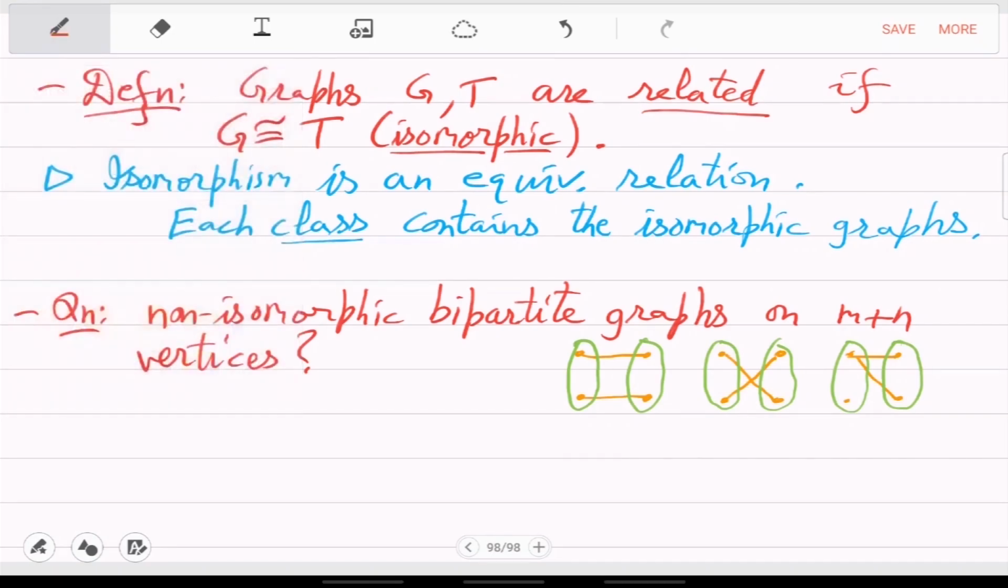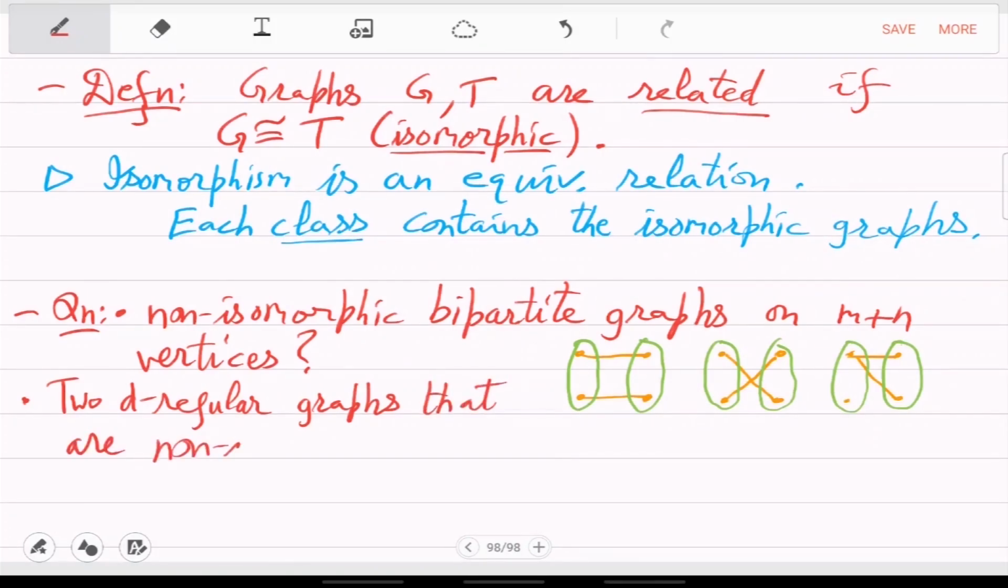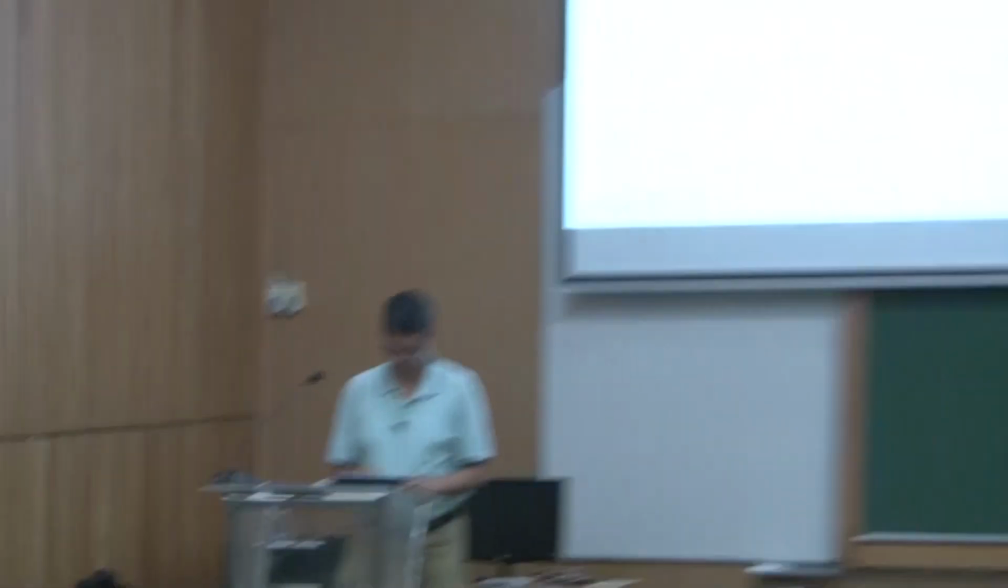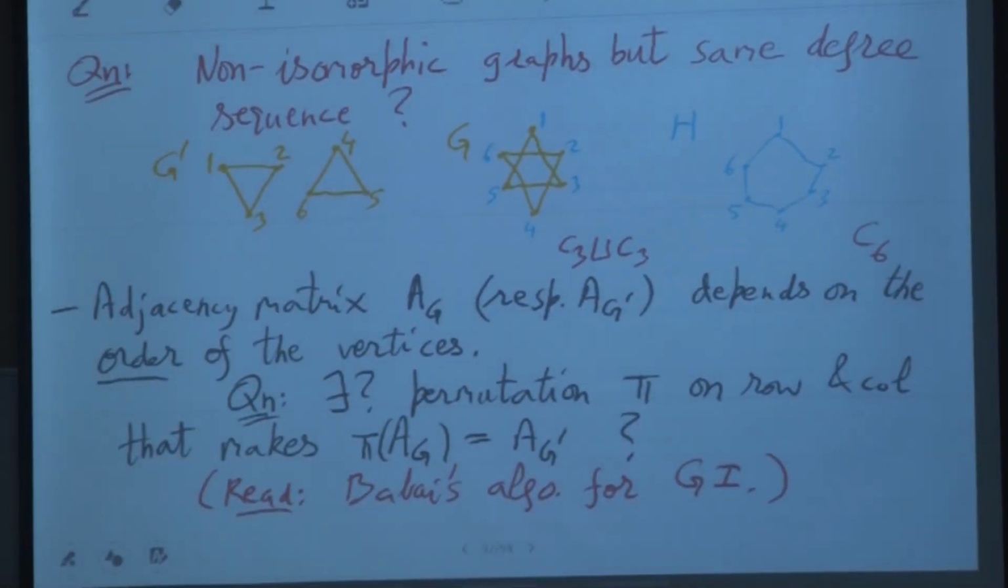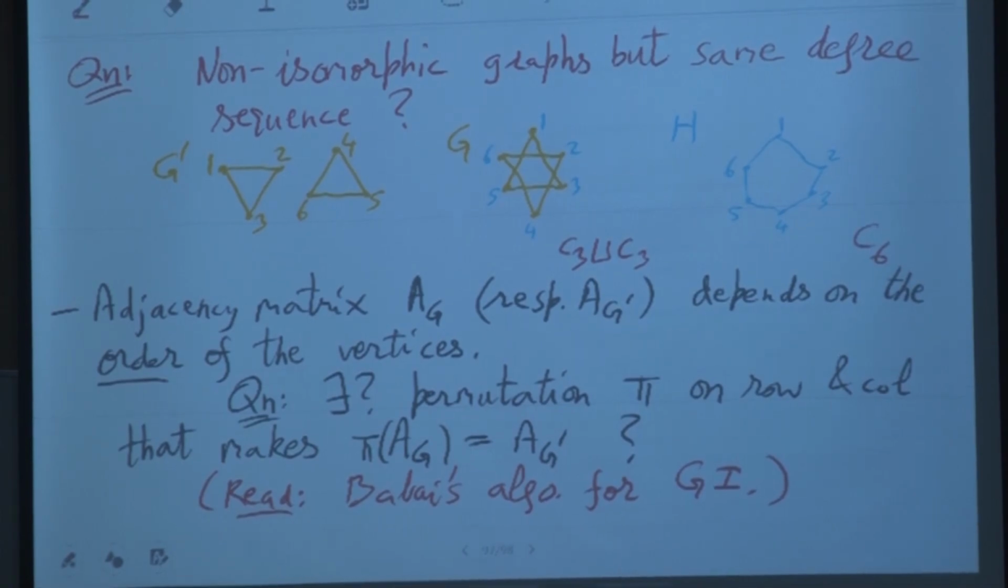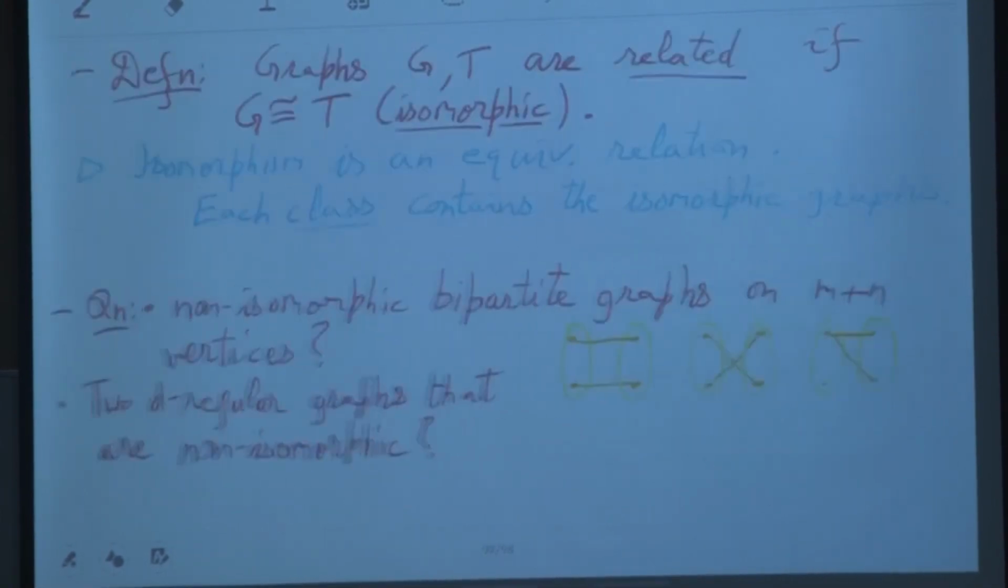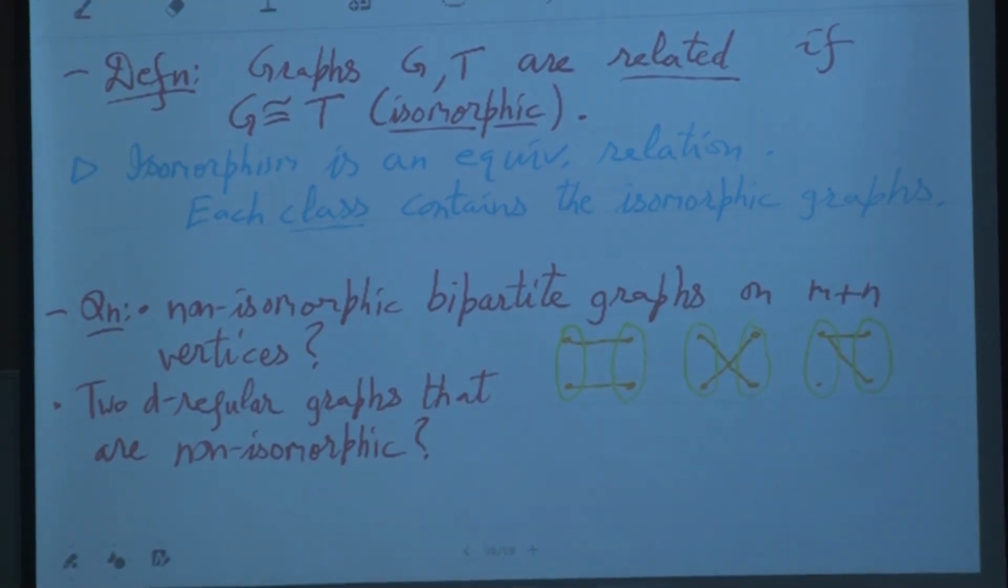Okay. This example actually you have already seen. 2 D-regular graphs, non-isomorphic. What's the example? We already saw this, right? This G and H, both of them are 2 regular, but they are non-isomorphic. Right? So, just being regular doesn't mean anything. There are a lot of such graphs that are non-isomorphic. Okay. Any questions?